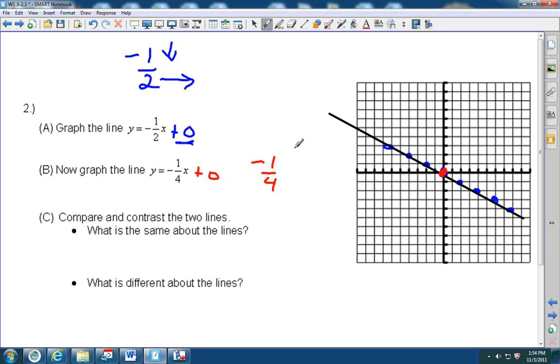-1/4. That is down 1 to the right 4. So I'm going to start here. Down 1 to the right, 1, 2, 3, 4. Down 1, 1, 2, 3, 4. Now let me work backwards.